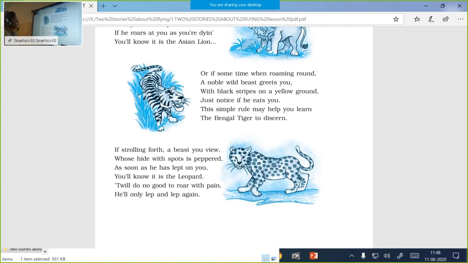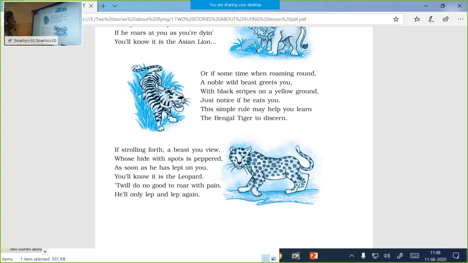Or if sometime when roaming round, a noble wild beast greets you with black stripes on a yellow ground, just notice if he eats you. This simple rule may help you learn the Bengal tiger to discern.